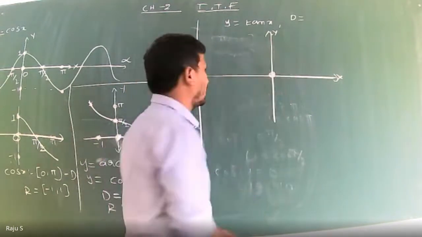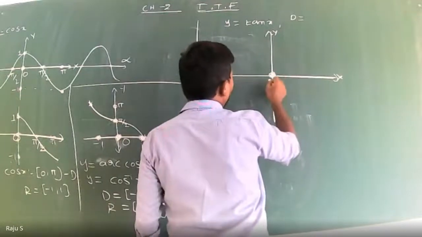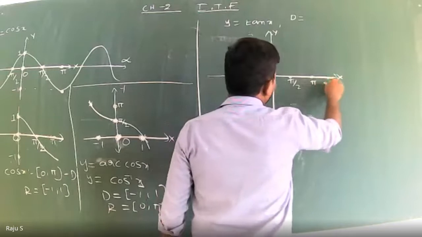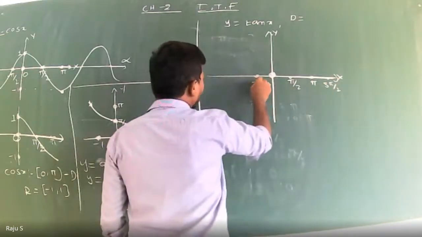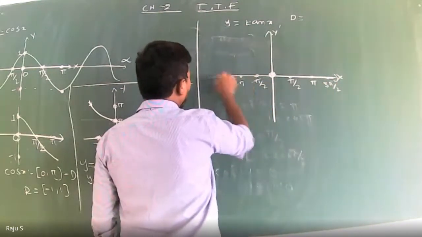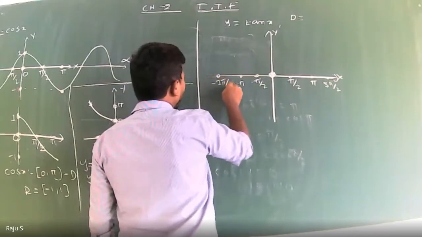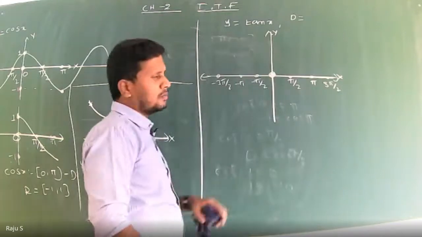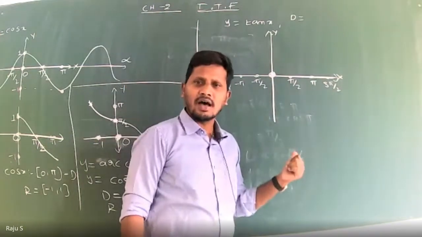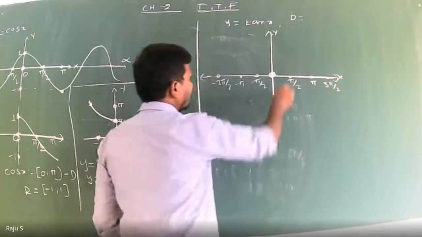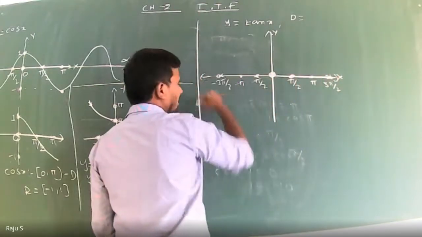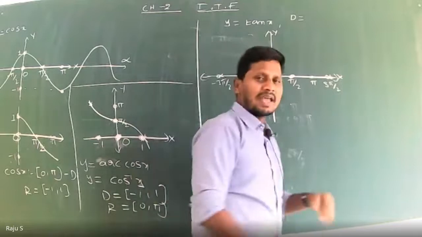So okay, 180, 3 pi by 2, and here it is minus 90, minus 180, and minus 3 pi by 2. So here the domain is minus infinity to plus infinity. That is nothing but R other than 90, 270, minus 90, minus 270. So for all remaining values, tan exists.